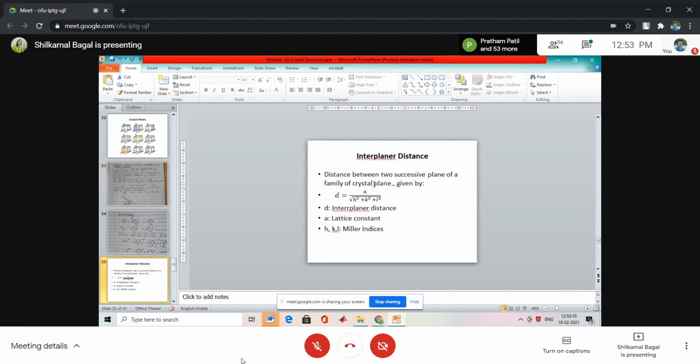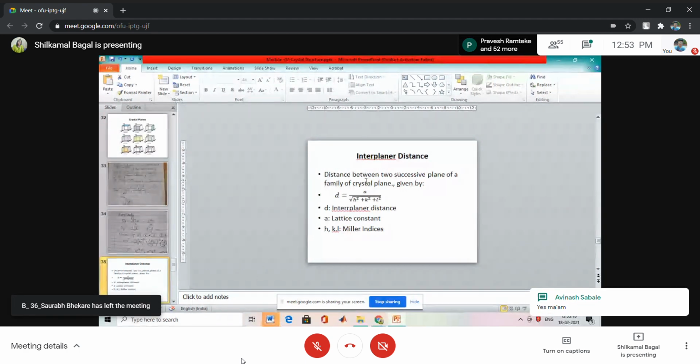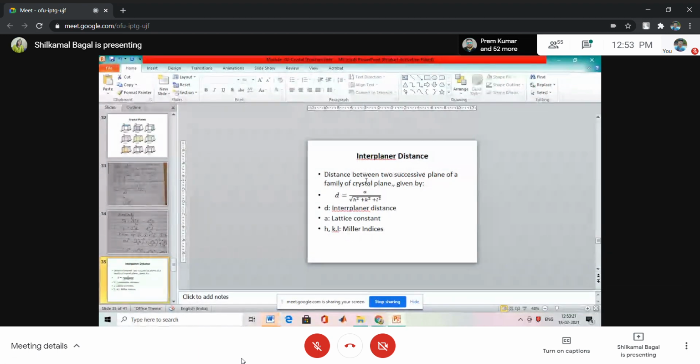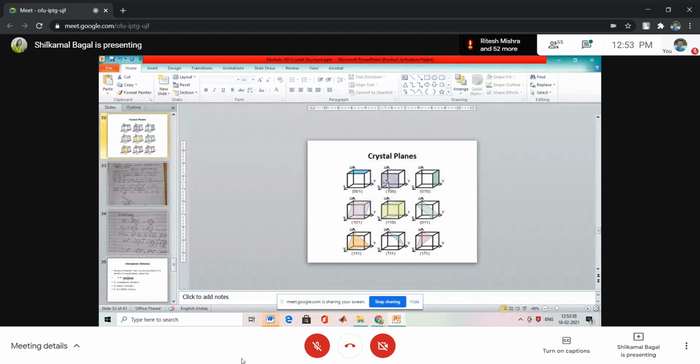Already I have told you that there is not a single plane. Suppose 100: it is not a single plane, but there is a family of 100 planes which have different intercepts in the same ratio. Suppose the first front face of the unit cell is the 100 plane. The next plane of this family is the back face of this unit cell. Then the next successive plane is the next face of another unit cell, and so on.